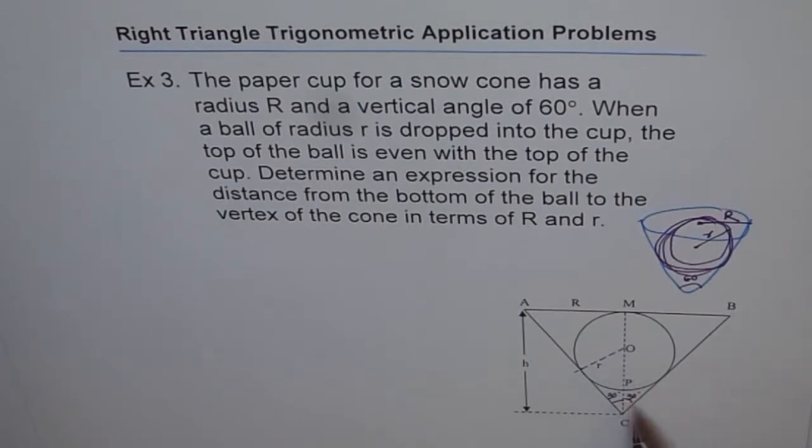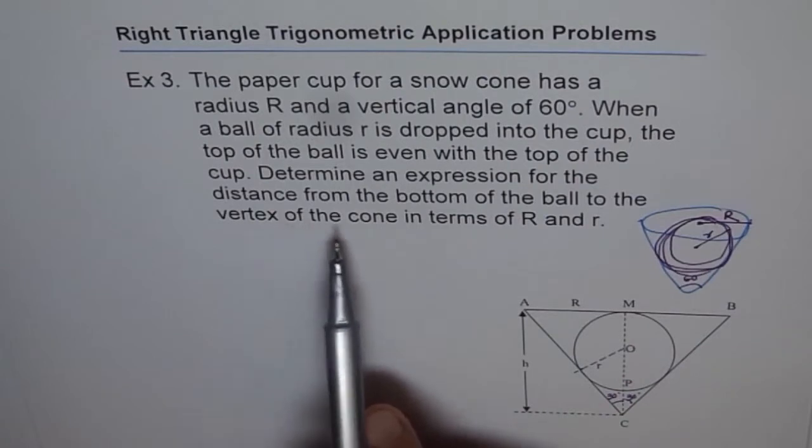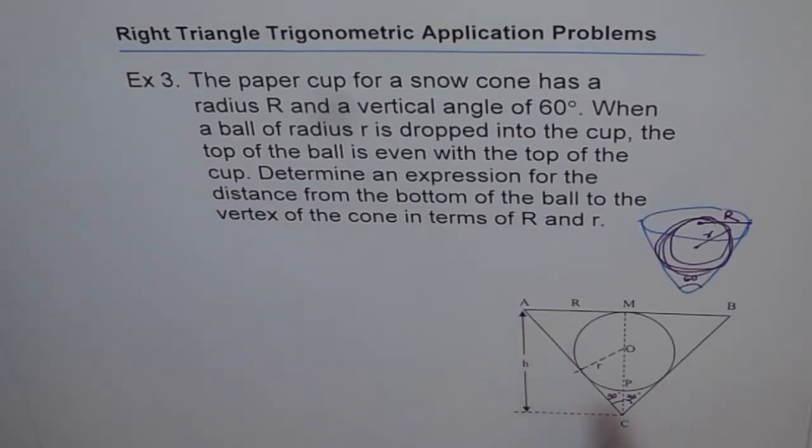Determine an expression for the distance from the bottom of the ball to the vertex of the cone. So from here, that means this distance. That means we'll say P is this point, P and C. So this is what we have to find in terms of capital R and small r, correct? Because those are the known things to us. So how much distance is left at the end of this cone is what is to be found, okay?